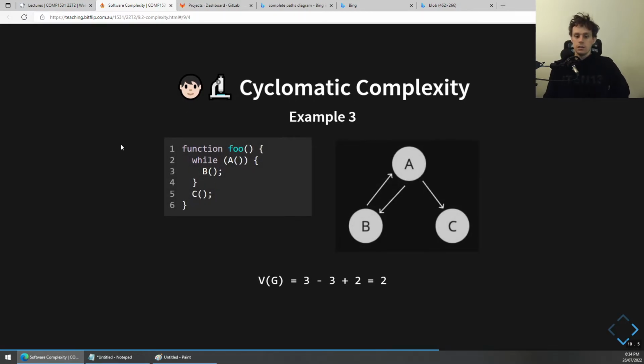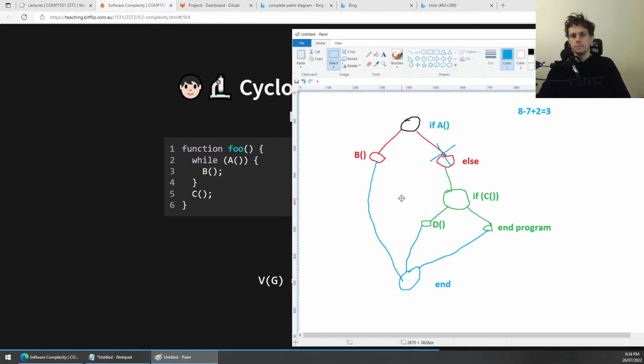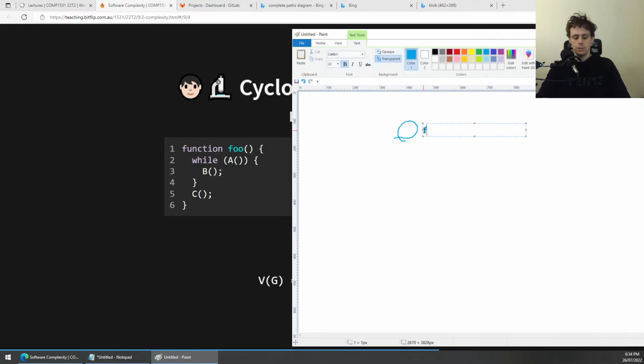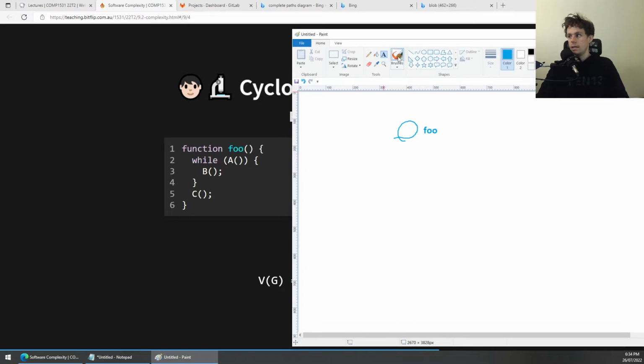So the question that Alex has just asked too is, how does this deal with loops? Well, let's have a look at this function here, the foo function. And when you draw out loops, again, if it's a bit too heady, think about it like this. We have our starting point, which is our foo. And then from there, what are we going to do? We're going to enter the while loop.